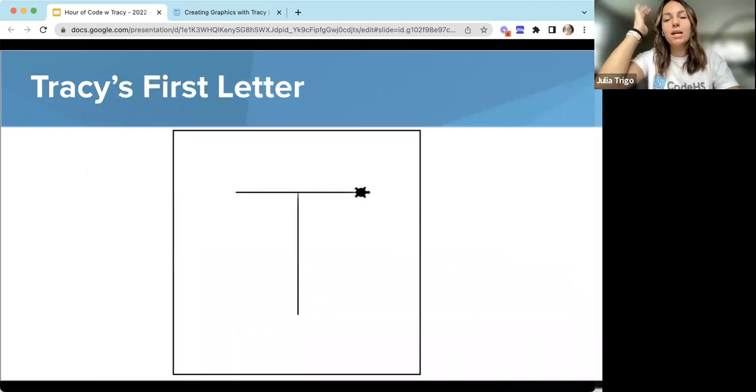So we're going to take a look at Tracy's first letter. She's drawing a letter T. And you saw at the beginning that our letter was kind of like a bubble letter with color filled in. But just to get started, we're just going to draw it like we would with a normal pencil. So you see her T here is just drawn with those two lines.